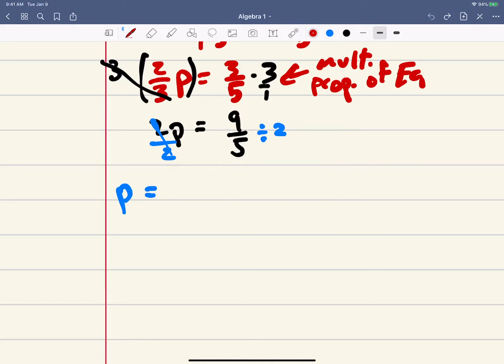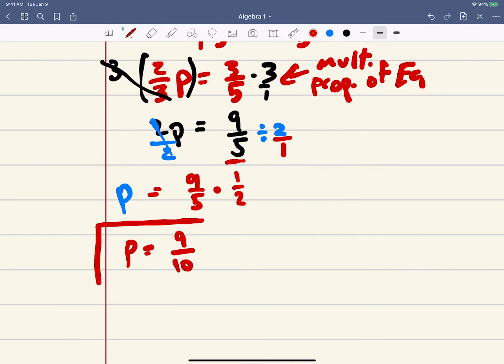And I'll just write it down here. This is going to become 9 over 5. You're going to keep the first one. You're going to change the division into multiplication. And then you're going to flip the fraction. You're going to put an invisible 1 here. And then you're going to flip it. And so now you can multiply across. 9 times 1 is 9. 5 times 2 is 10. So our answer is 9 over 10.